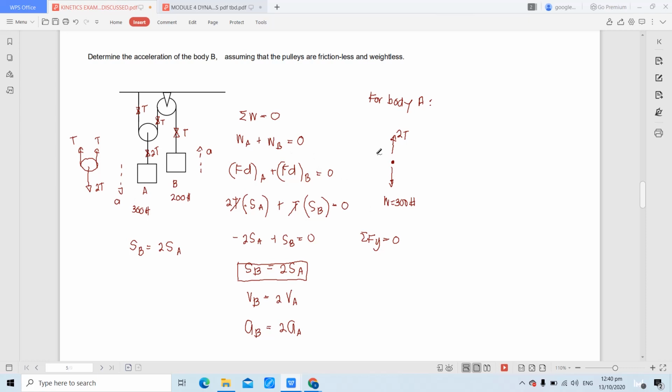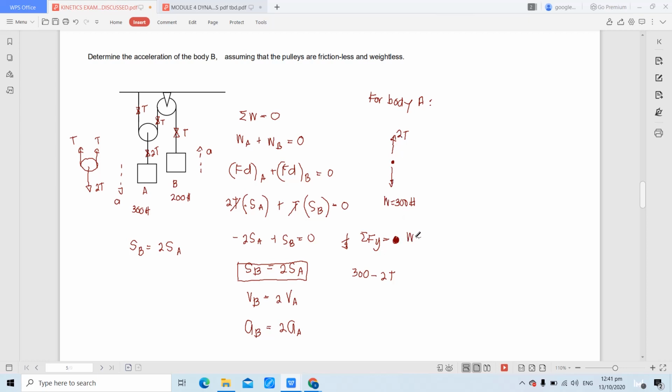Motion, we assume, is downward. Therefore, downward forces are positive. No? And 300 is positive because it is downward. 2T is negative because it is upward. We made a mistake here. This is not equivalent to 0, because vertically our motion is there.